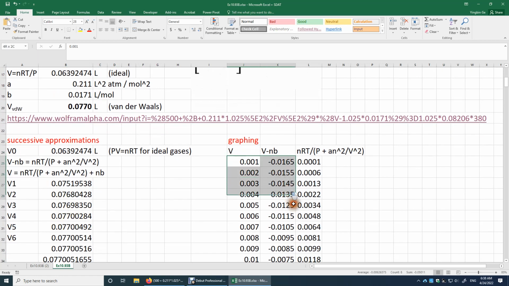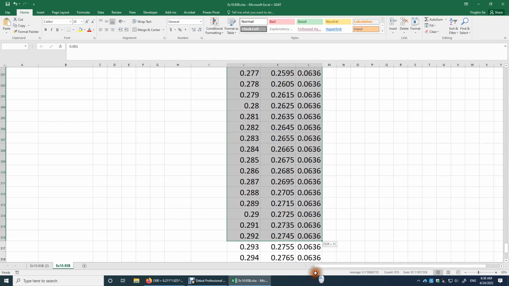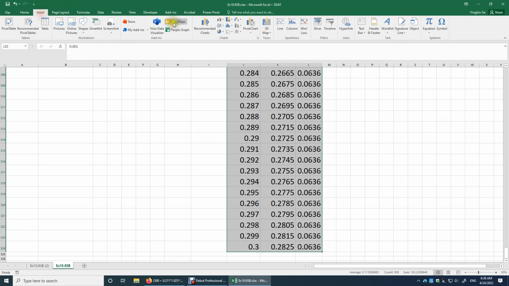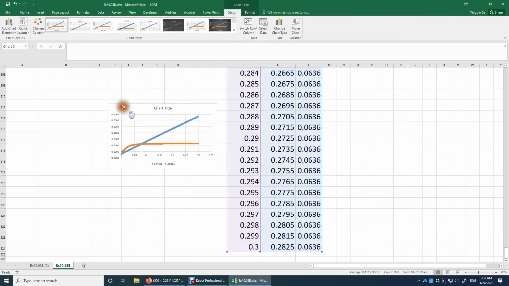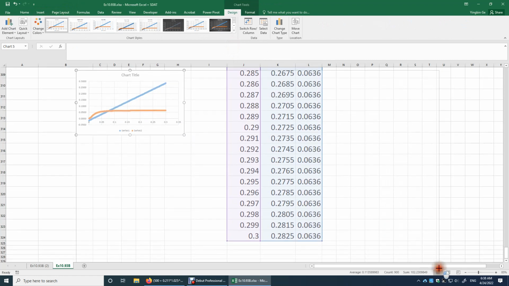But also, we can just plot this. Let's just plot this. Let's visualize this. What are we doing here? Insert. I'm gonna use this scatter data, and the figure is really small, so I wanna show it.